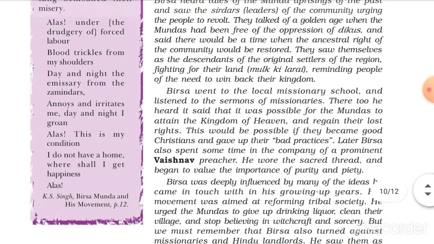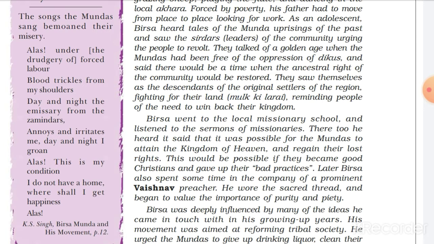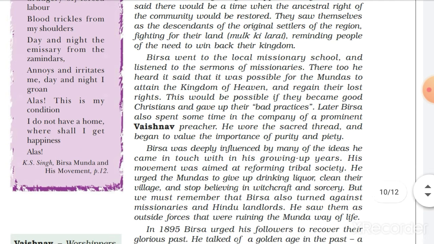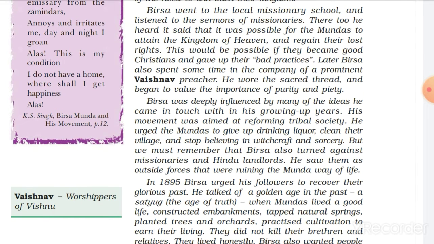Coming to the next point, he went to a lot of teachers, a lot of Vaishnav teachers and Christian missionaries, and observed what people think about Mundas or tribal people. From there he got to know that tribal people were being really badly treated in the outside world, and he didn't want that. So he gained so much knowledge from local missionary schools and Vaishnav preachers. What he concluded was that the Munda tribe has to rebel against this, has to revolt against this, and has to bring back the golden age.